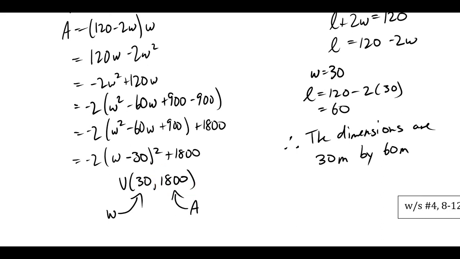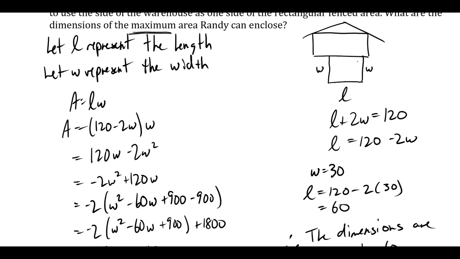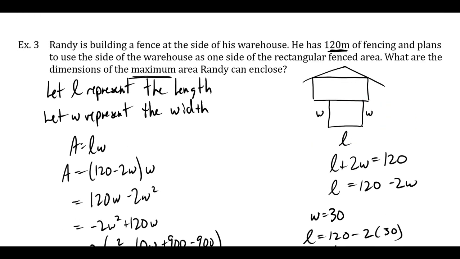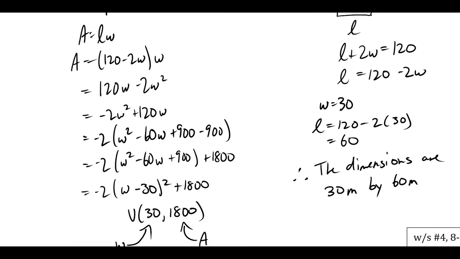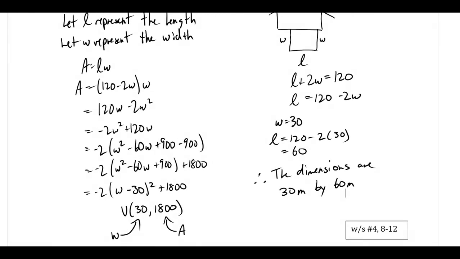And you could try another set of numbers in here. Like what would be another one that would work? If I made W 10, then I had to have 20 here, and my length would have to be 100. And 100 times 10 is 1,000, which is less than 1,800, right? So I'm looking for a bigger area. He wants to maximize the yard space in this case. So 1,800 is bigger, so that would be better, I suppose, in this case.